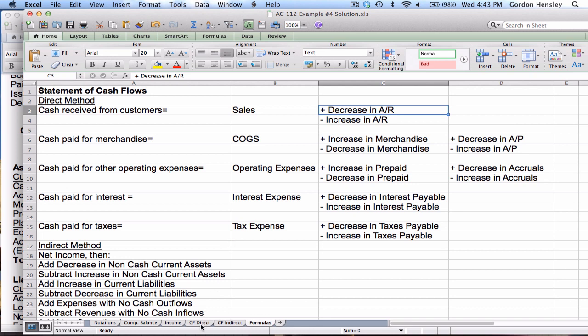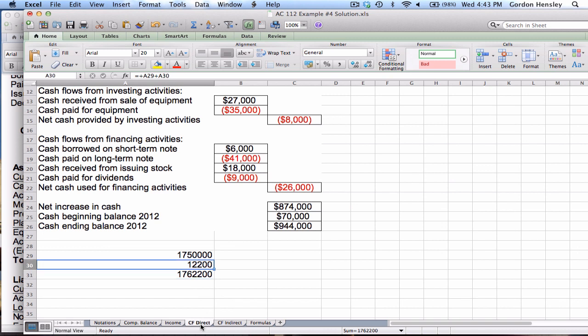Because remember my formula. Sales, it said if there was a decrease in accounts receivable, that was to be positive. So always go back and double check, look at your formulas. That'll help you get that number. Of course, if you make a mistake, you'll know it. And I'll show you how you'll know it. When we finish this, I'll show you how to check it. So that completes that one.